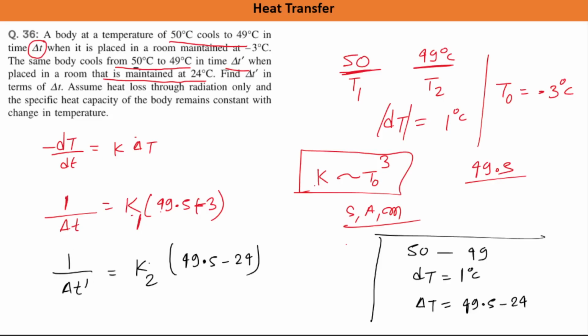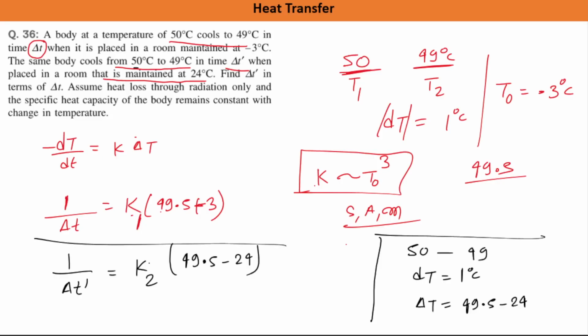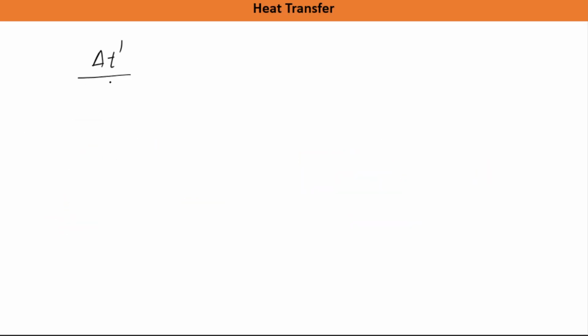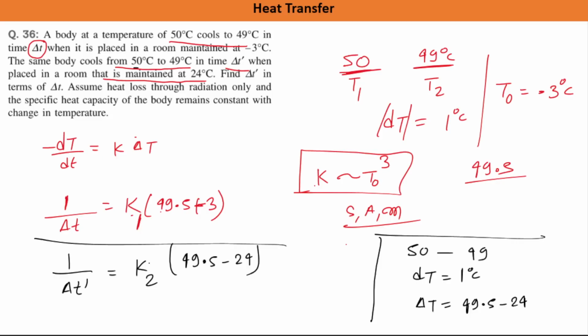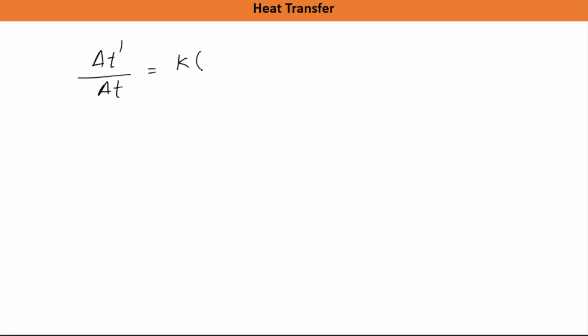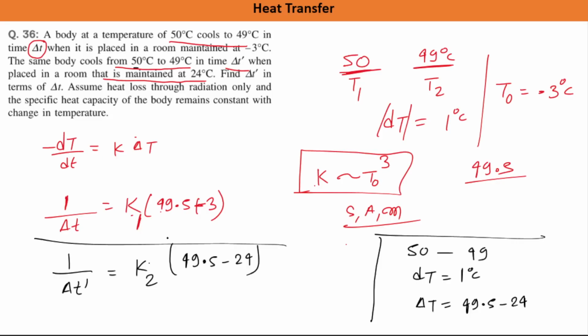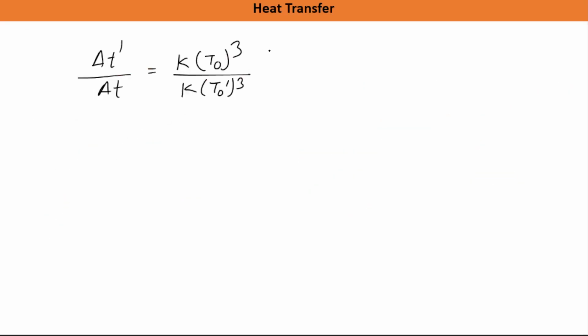Delta T dash. So do one thing: divide both terms by 1 by delta T, okay? If you divide them, what will you be getting? Delta T dash by delta T is equal to what? This is K1 by K2, okay? So K1 you write as K into T naught, that was, right? So T naught to the power 3 divided by K into T naught dash to the power 3, and this is how much, 49.5 plus 3, so this is your 52.5, right? So this is 52.5 divided by 25.5. So this is this one, right?